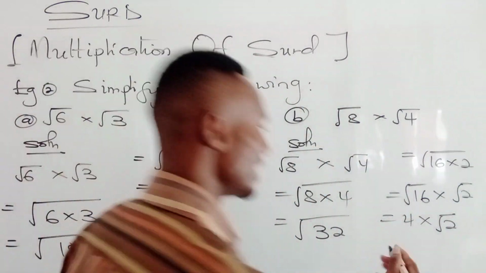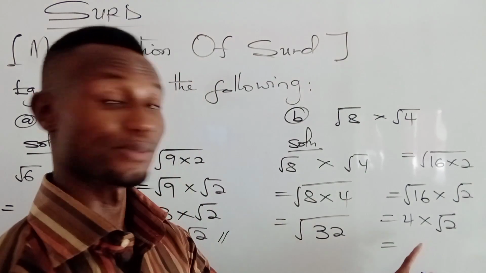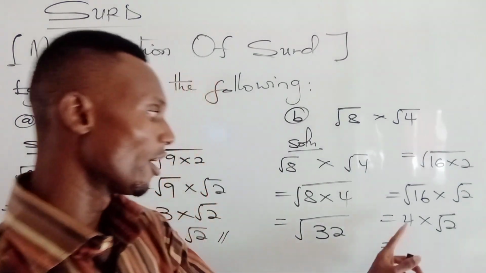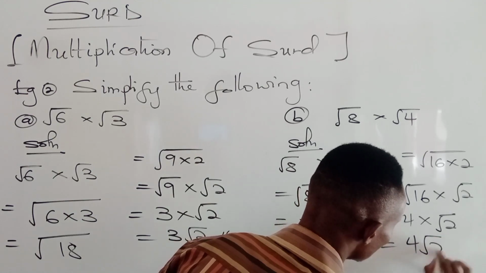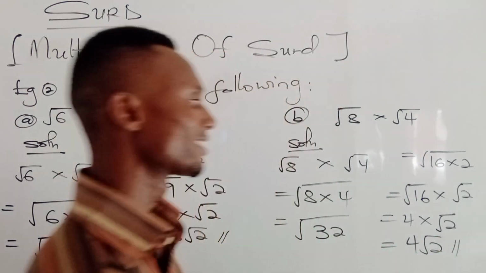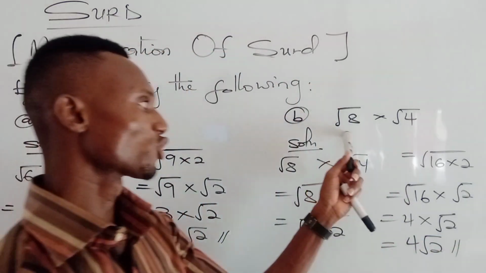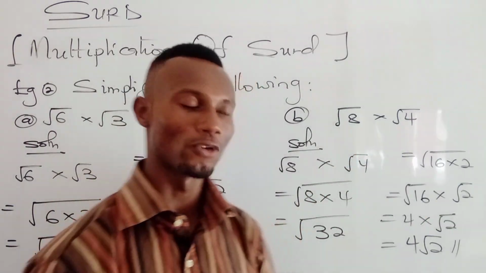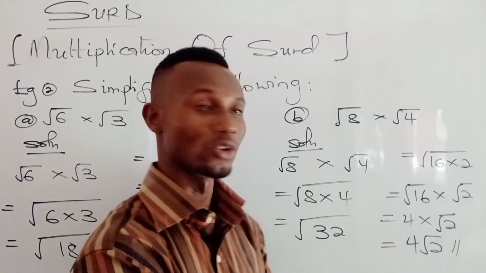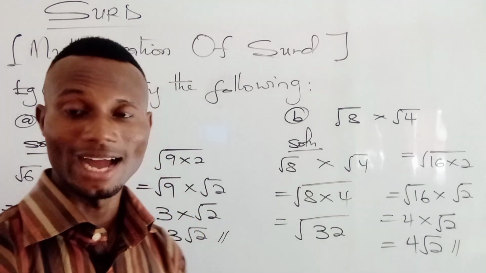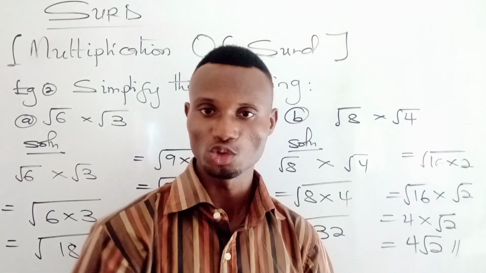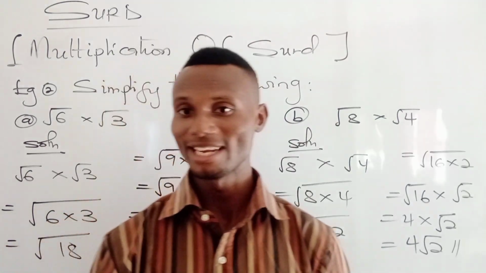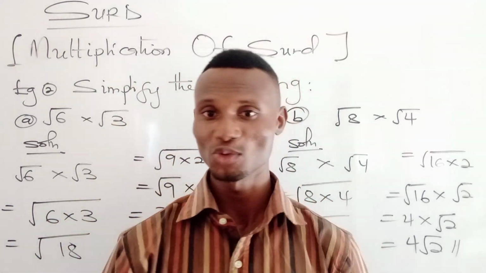From here, let's do our multiplication, then we'll get our final answer. 4 times root 2 will give you 4 root 2. And this is your final answer for simplifying the square root of 8 times the square root of 4. The final answer is 4 root 2. If you type this whole thing on the calculator it will give you a straight answer, which is the 4 root 2. I hope the explanation was clear enough and you understood it as well.